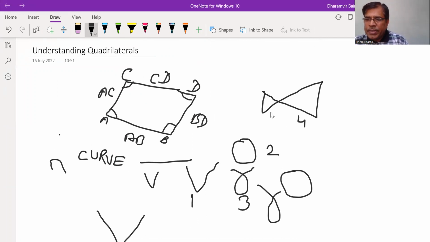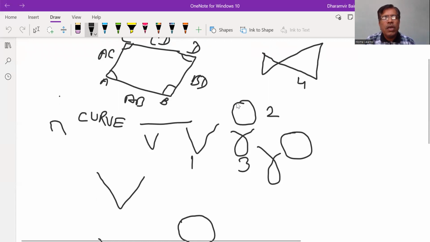This has no open end. A simple curve is drawn without lifting the pen from the paper, and a curve which crosses itself is not a simple curve. Then there is the open curve. An open curve is one which is open, as you see in figure 1, and a closed curve is one where everything is closed, like in figure 4. So that is the closed curve.